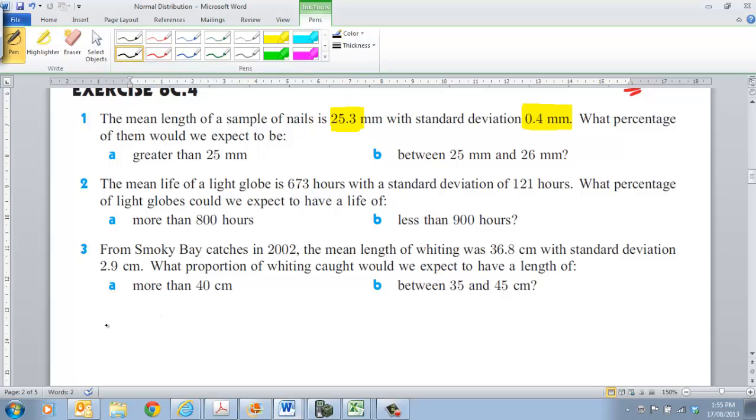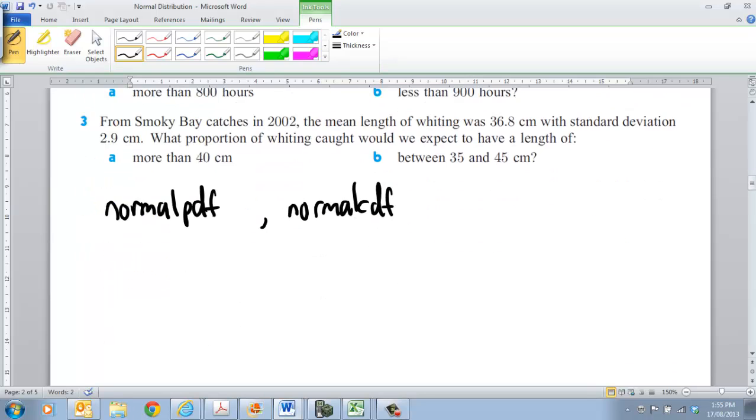On our calculator we've got a thing called the normal PDF, and then we've also got a normal CDF. This one stands for when you're looking for only one value, and this is for working out if you need to look at a range of values.